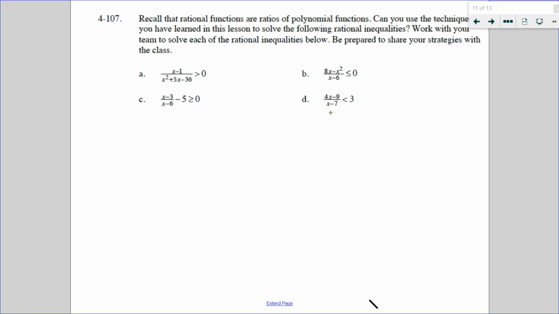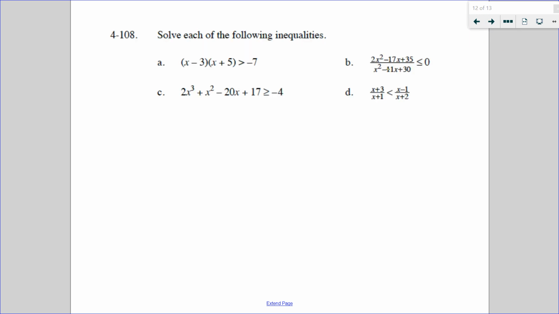D, similarly, you have to get D to look like C. You have to get it equal to 0. So the hint would be subtracting 3, but then again I have to combine those fractions to get to just one rational. And lastly, in 108 here, again it looks like I have a quadratic, so I have the zeros, but they aren't the right zeros. I have to add that 7 and get it equal to 0. B is just a little more complicated rational, but it's already equal to 0. Then similarly, we have the cubic, but it's equal to -4.